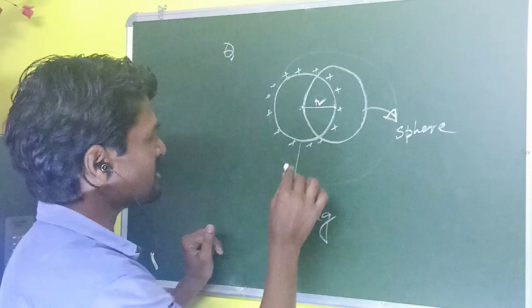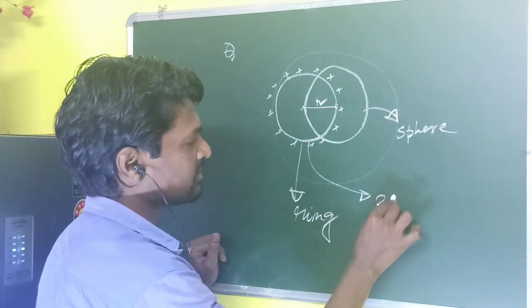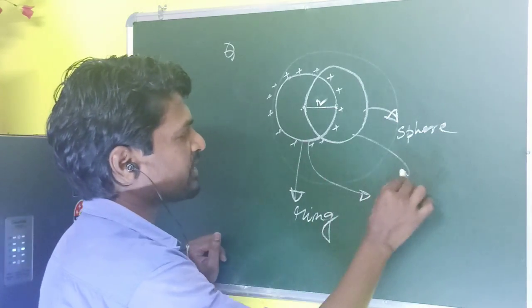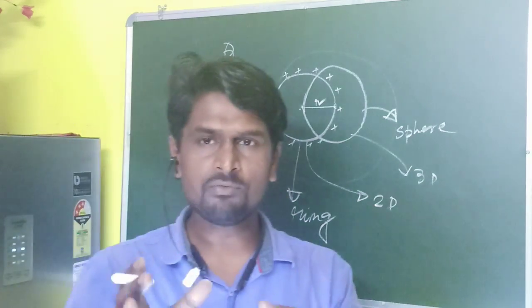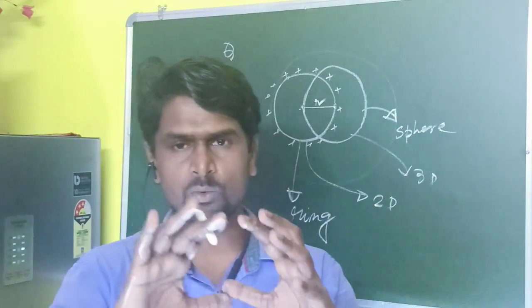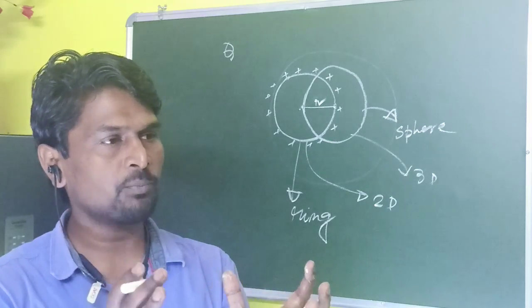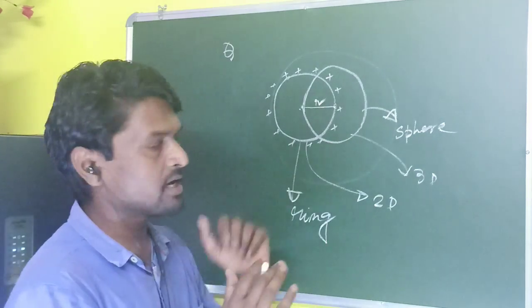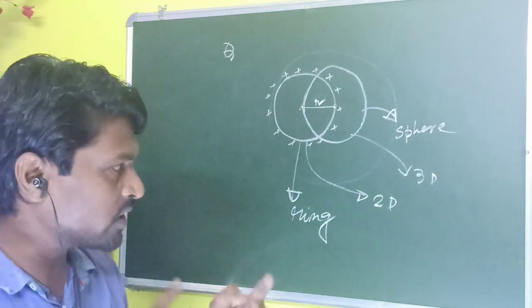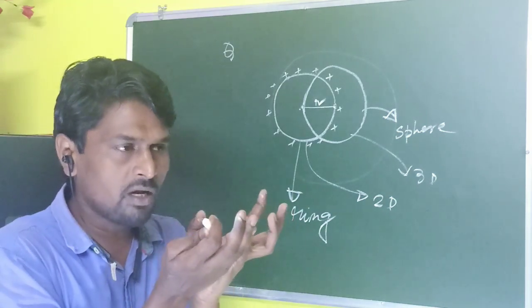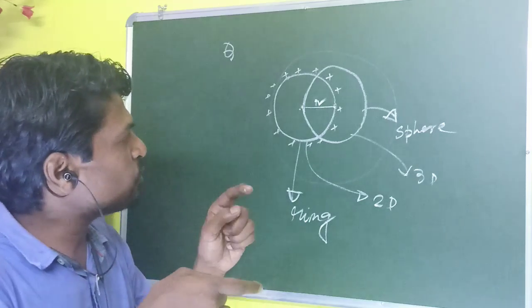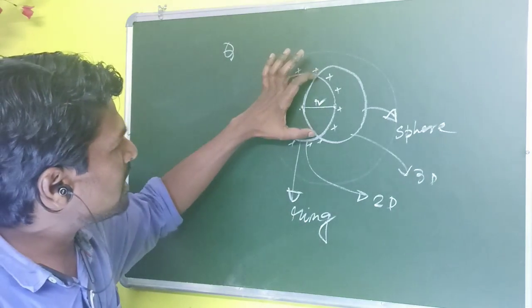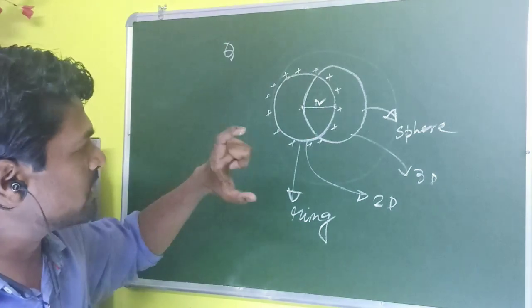We know that a ring is a 2D concept, and a sphere is a 3D concept. So if you imagine a football as a sphere, and a ring is introduced like that, it is a football and a ring is introduced, but a small portion. What is that particular portion?